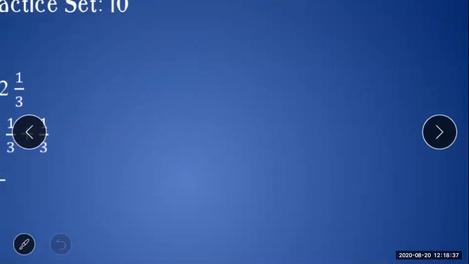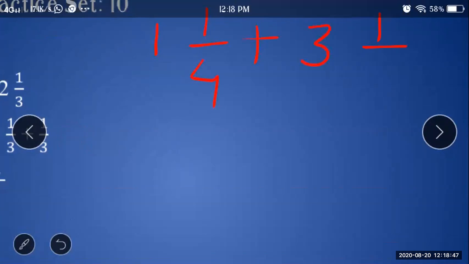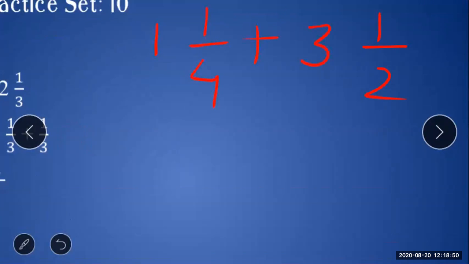The next question is 1 1 upon 4 plus 3 1 upon 2. This is the second question which I am going to explain. 1 1 upon 4 plus 3 1 upon 2. Now your first step is what? The first step is adding the integral parts and the fractional parts. Here you will add 1 plus 3 plus 1 upon 4 plus 1 upon 2.